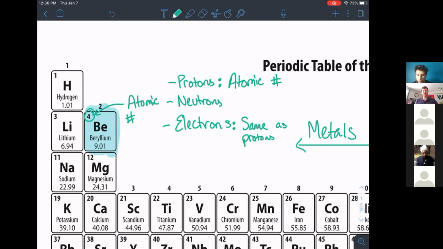And then what about our neutrons? That one's probably the hardest one to figure out just because there is some math involved. Do you guys remember what math? You divide the... Don't you do mass number and atomic number? Mass. Perfect. The mass number minus the atomic number. And our mass number, let's look at beryllium again. What is our mass number for that one? 9. The 9. Perfect. Right here.